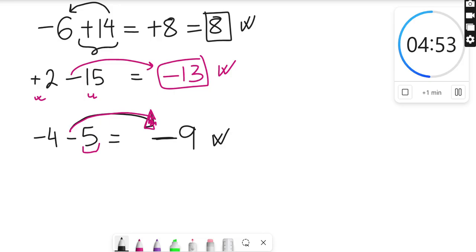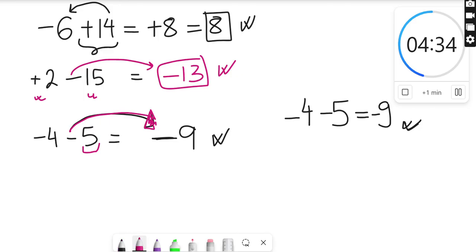Basically, in real life, you can say, I get $4 from someone, so negative 4. Then I get another $5 from the same person. How much money do I have to give back to that person? I have to give them back 9. That's why it's negative 9.